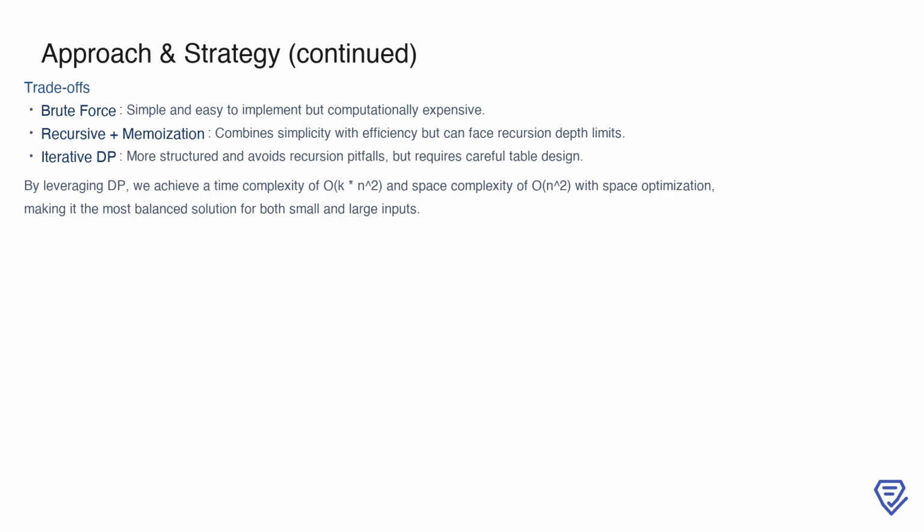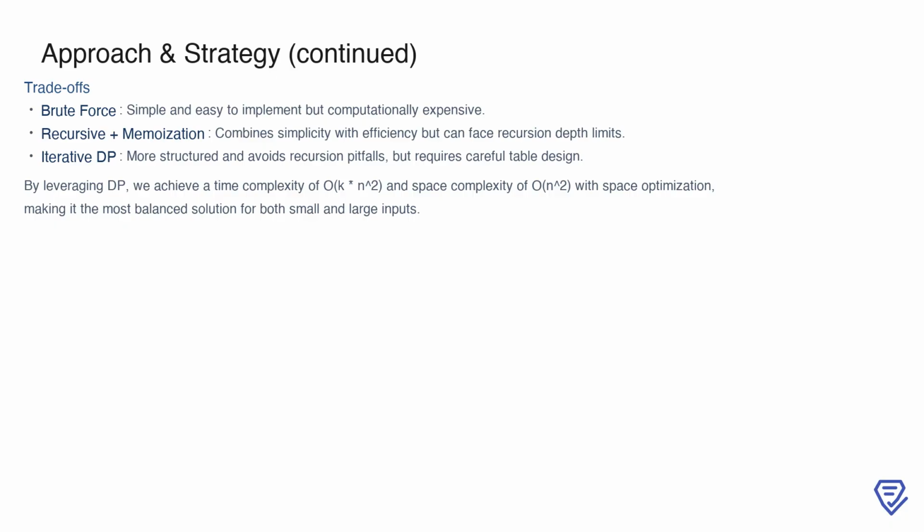Each approach has its own trade-offs. Brute force is straightforward and easy to implement, making it a good starting point for understanding the problem. However, its exponential time complexity makes it impractical for larger cases. Recursive memoization improves efficiency by avoiding redundant calculations, but it can encounter recursion depth limits, especially when the number of moves is large. Iterative dynamic programming addresses these issues by avoiding recursion entirely and providing a more structured methodology. It does require careful design of the DP table to ensure correctness and efficiency, but it avoids the pitfalls of stack overflow and redundant computation.